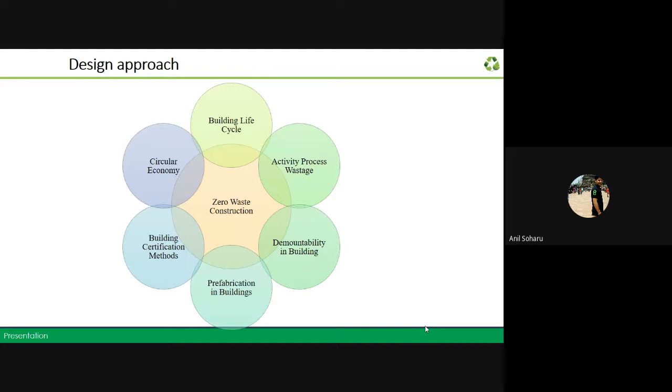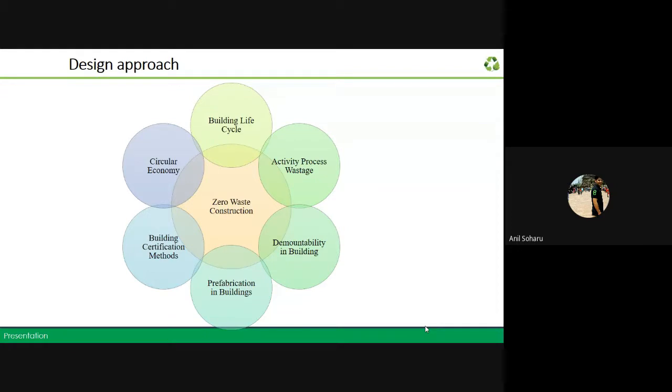First, we'll talk about the design approach. For the design approach, there are many elements which need to be taken care of to step forward towards zero waste construction, so that our construction site has less wastage, and at the end we should target that no wastage is generated at all. First, we need to implement life cycle assessment techniques for construction projects. Second is activity process: whatever inherent wastage there is in the construction of any particular item, which can't be avoided, needs to be taken care of at the design phase.